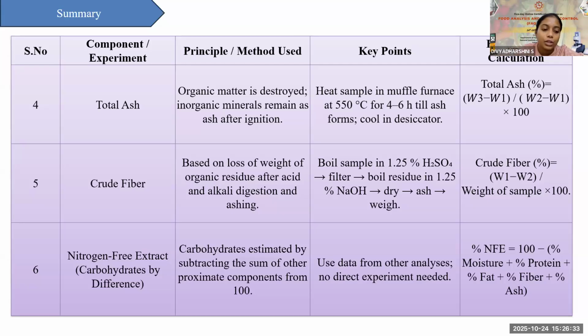Then this is the formula. Carbohydrate by the difference method will be estimated using 100 minus the sum of all the major components like protein, fat, fiber, and ash, and this is using the data from other analysis also. No direct experiment is required for this.